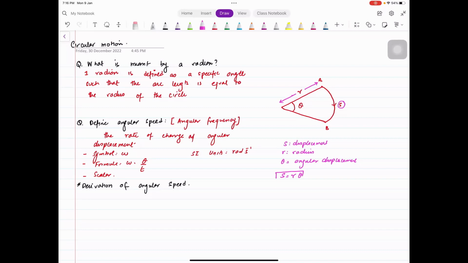Okay. The next thing you should remember is that for a complete circle, theta is equal to 2 pi radians. So naturally, S is equal to 2 pi R, which is the circumference of any circle. Is that clear, everyone?